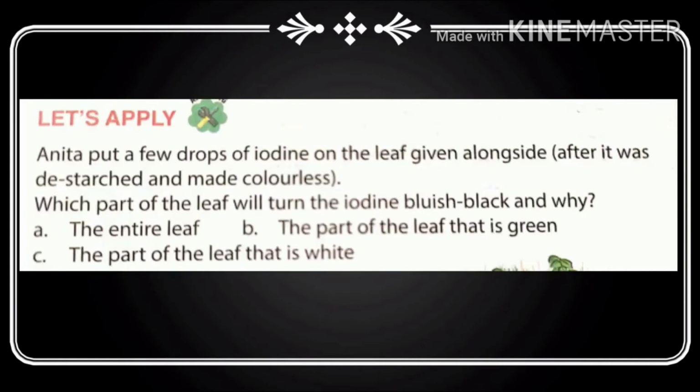Now the next question is from Let's Apply. The question is, Anita put a few drops of iodine on the leaf given alongside, that is after it was decolorized and made colorless. Which part of the leaf will turn the iodine bluish black and why? For that you have to refer to the activities which we have already discussed. The first option is the entire leaf, the part of the leaf that is green, and the part of the leaf that is white. For the answer, you have to see this diagram properly.